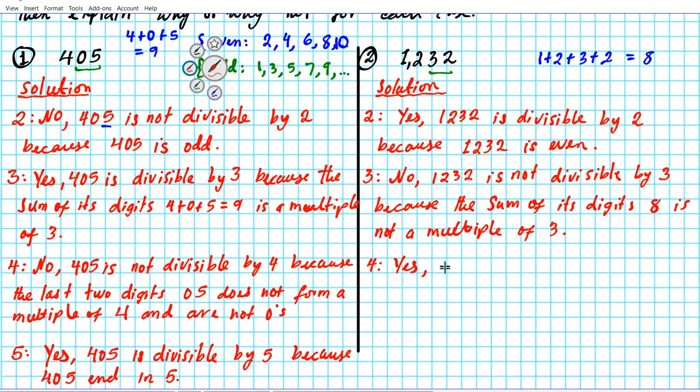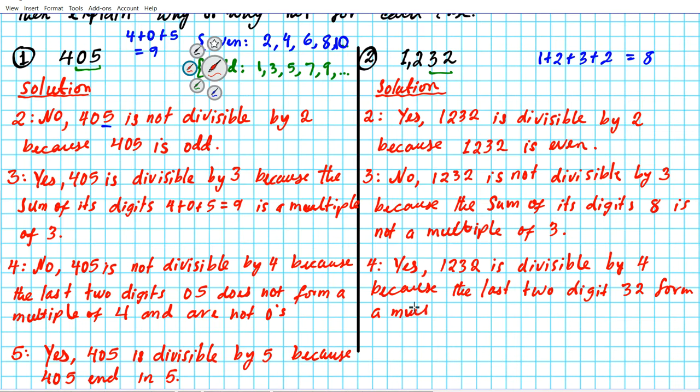Yes, 1232 is divisible by 4. The reason is because the last two digits, which are 32, form a multiple of 4. Right? Because 8 times 4 is 32. There you have it. Last but not the least, 5.